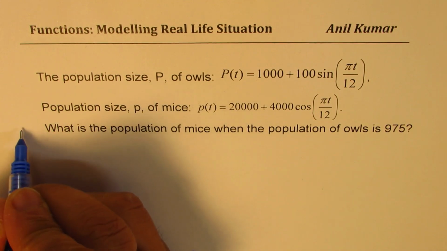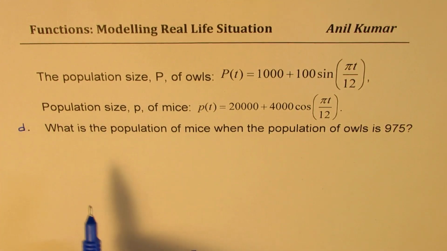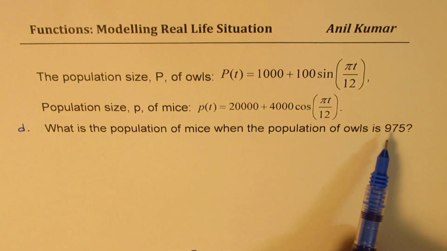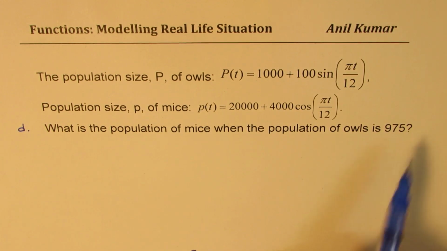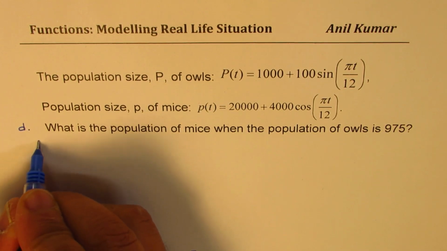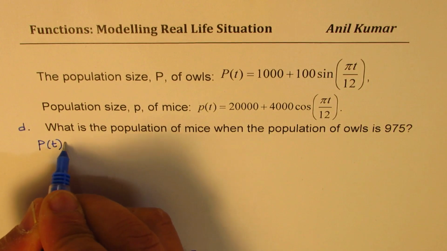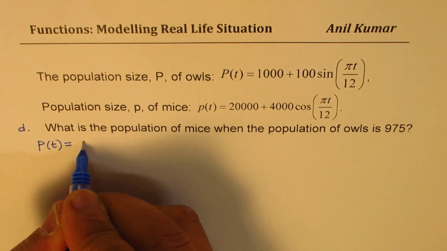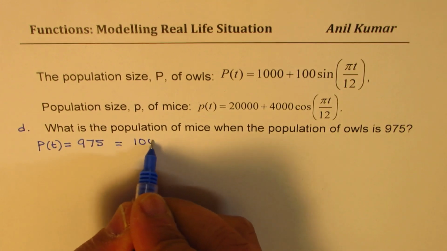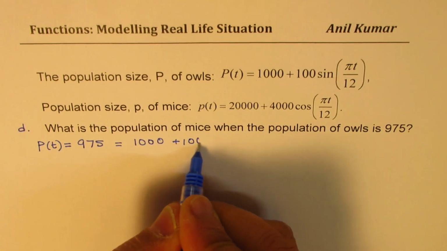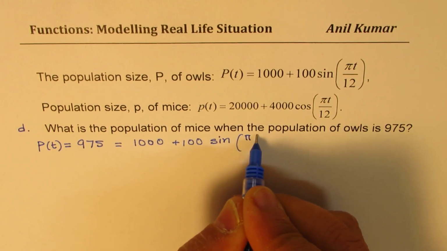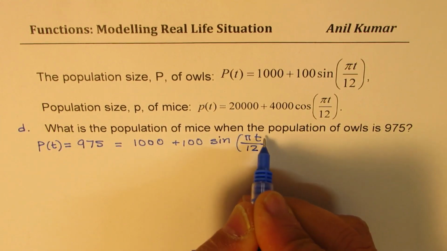The question here, which is part D for us, is what is the population of mice when the population of owl is 975, right? So the population of owl is given by P of t. So what we are given here is P of t is equal to 975, right? And the equation is 1000 plus 100 sine pi t by 12.